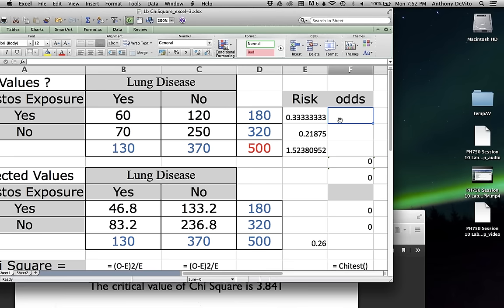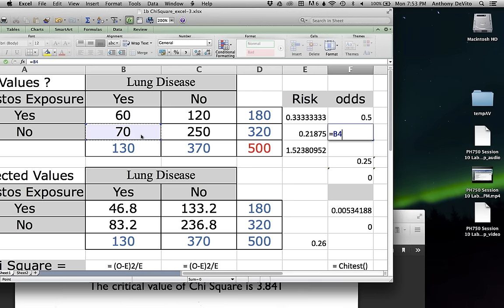The way we calculate odds is a little bit different. Instead of 60 over 180, it's going to be 60 over 120. Out of 180 people, 60 would get lung disease, 120 wouldn't. 60 over 120, so that would be 0.5. And the odds, if you weren't exposed, would be 70 over 250. The odds would be 0.28.